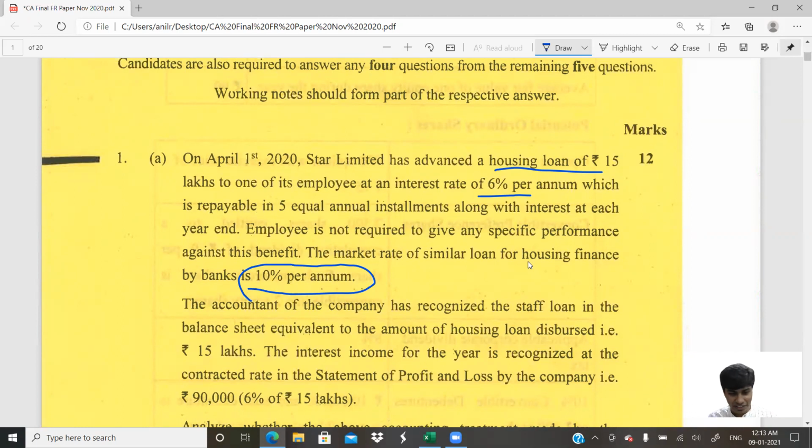Let's see further. The interest income for the year is to be recognized at a contracted rate. We would have to actually recognize the interest at 10%. So first we would have to discount it and then compound it and then start computing the interest at 10%. I'll show it. It is recognized at 90,000, so that's again a mistake. He has not recognized the financial asset correctly and has not even recognized the interest income correctly. Interest income is wrong. Financial asset recognition is also wrong.